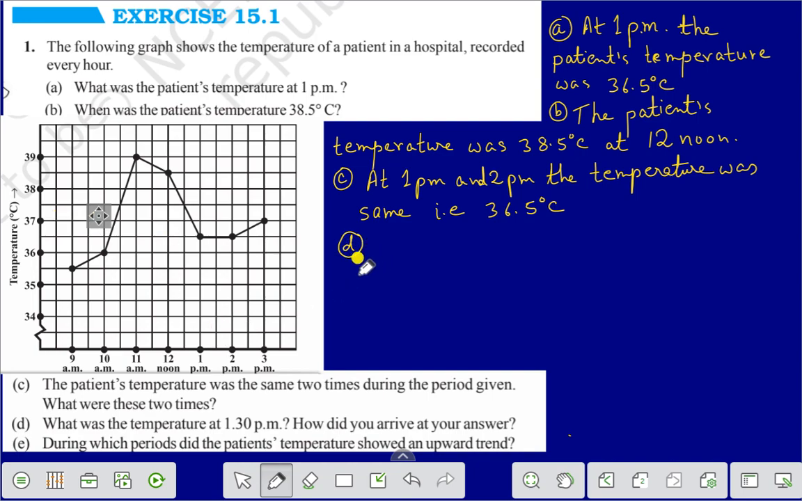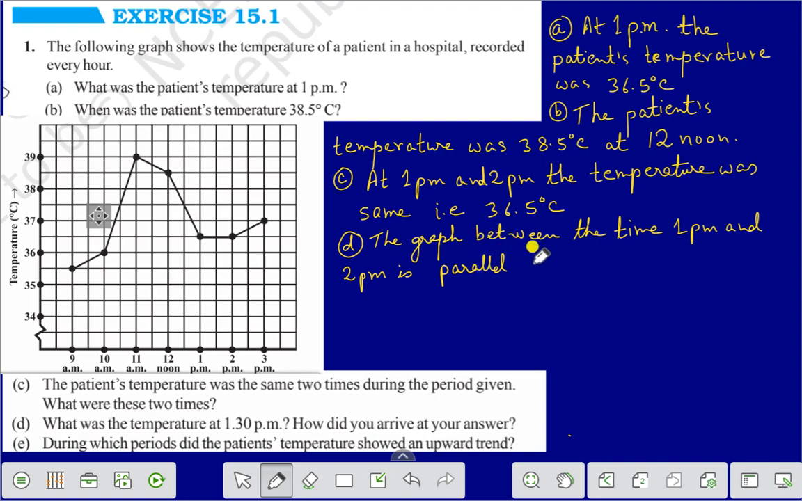Therefore, we can say that the graph between the times 1 p.m. and 2 p.m. is parallel to the x-axis.